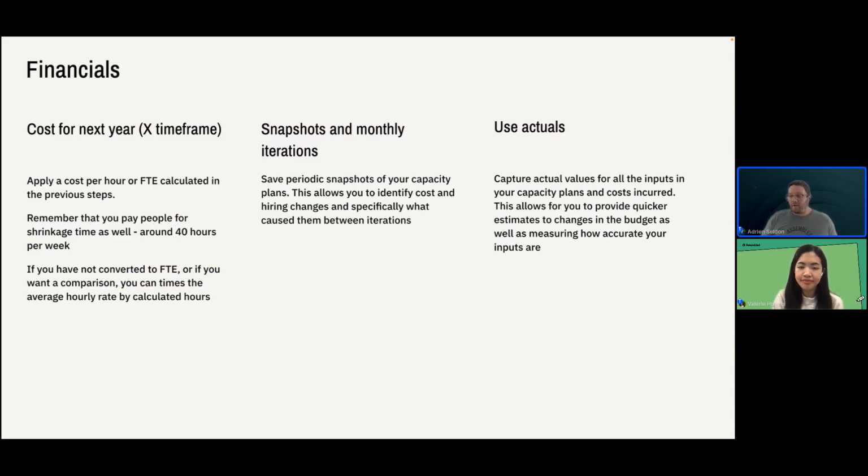So I'll show you how I kind of assumed those as like a 1.0 multiplier, or excuse me, a 1.5 multiplier for overtime, which will increase costs as well. So that's there. Snapshots and monthly iterations.